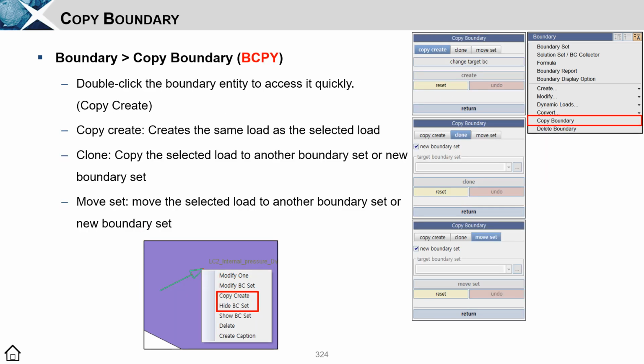If you want to create boundary conditions, you can easily create them using Copy Create in the left double-click menu. The Copy Create function is used to create the same boundary condition as the selected boundary condition. The Clone function is used to copy to a new or different boundary set. The MoveSet function is used to move to a new or different boundary set.